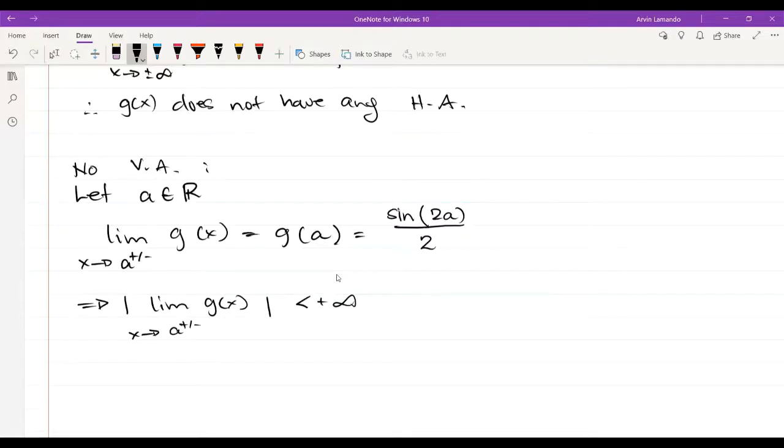Therefore, there should be no vertical asymptote for g of x. Therefore, g of x does not have any vertical asymptote.